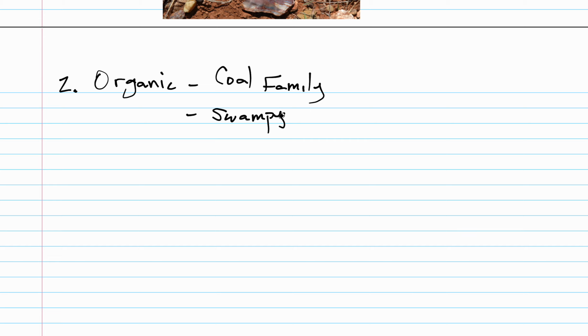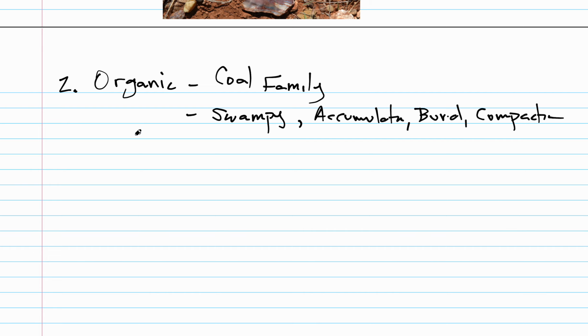So it's a swampy environment, with ferns and grasses and trees and reeds. They are accumulated in this environment. They're not breaking down; they're buried and compacted. So it's a swampy environment, and then accumulation, and then burial, and then compaction. That's going to be our steps to making coal.